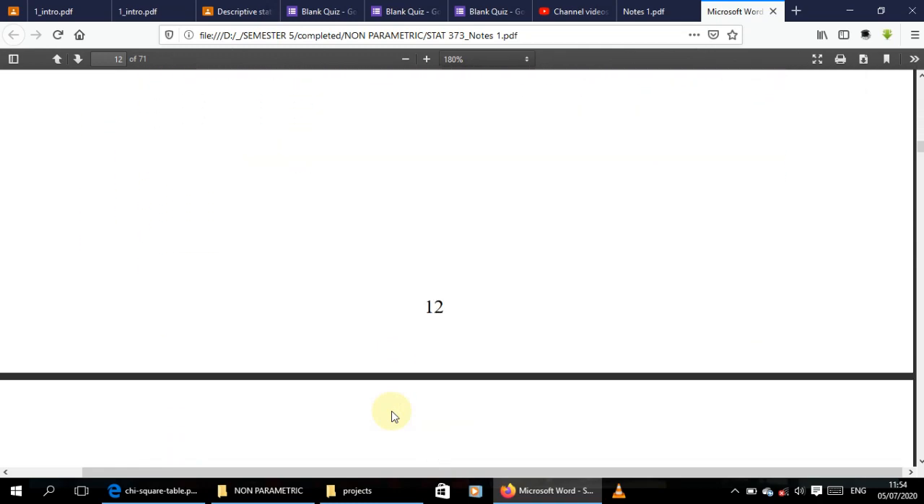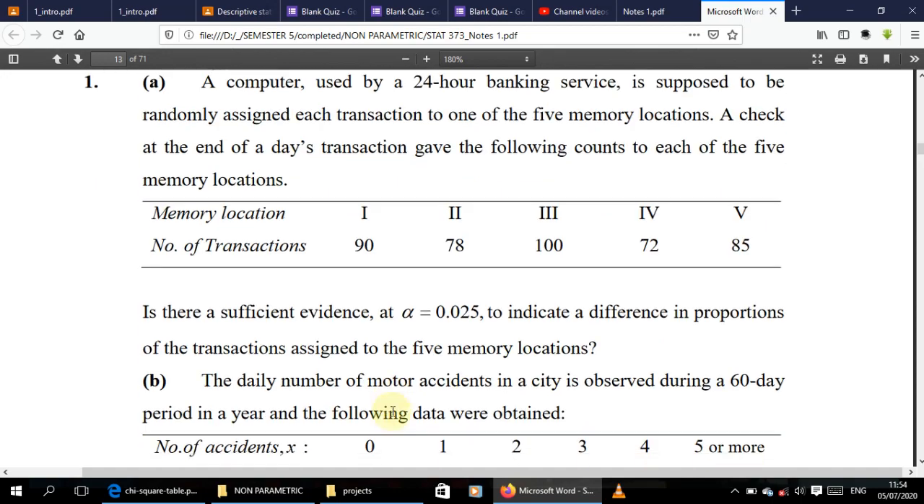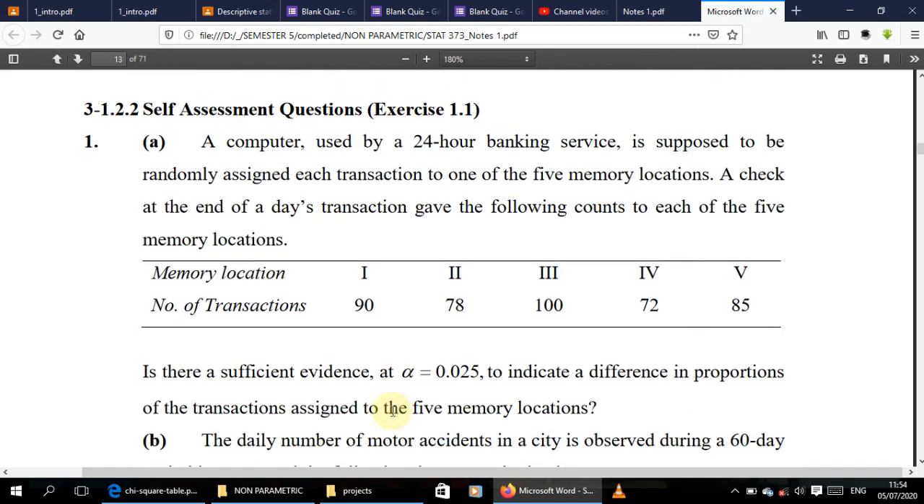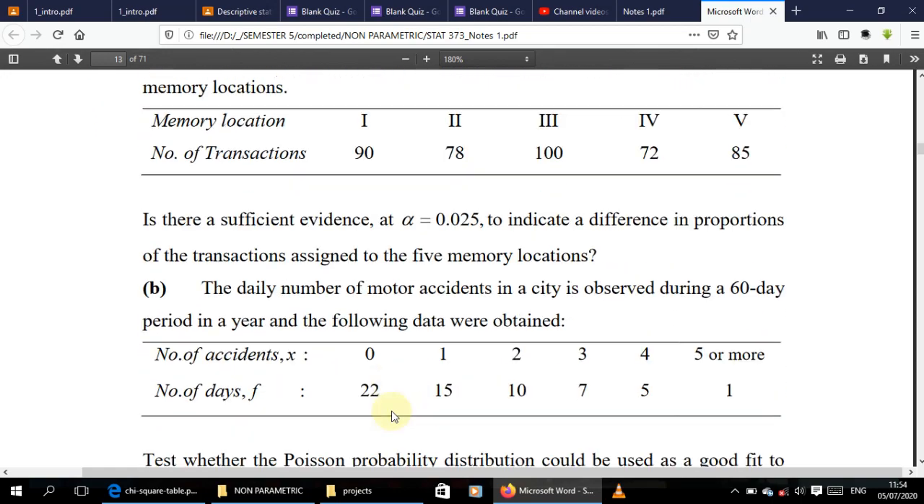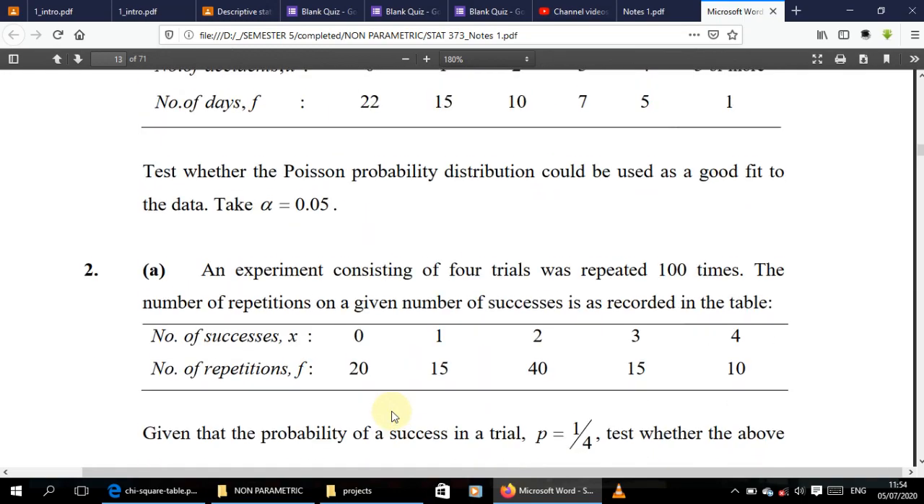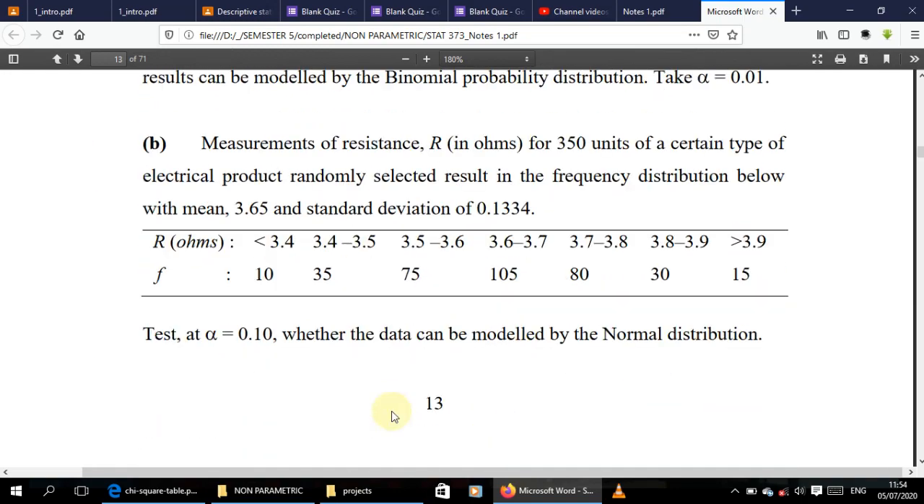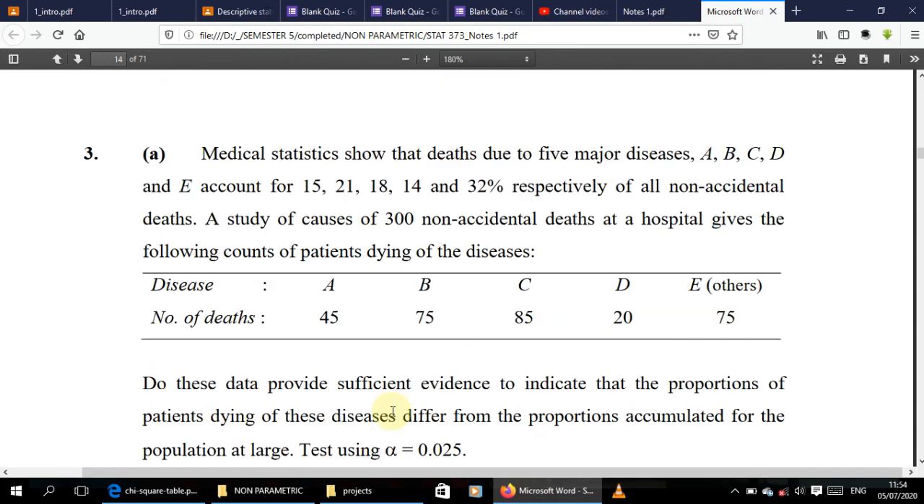Okay, all right. So these are exercises you can try your hands on, and then you can send your solutions to us so that we can go through and see whether you are on the right path. Okay, so enjoy your day.